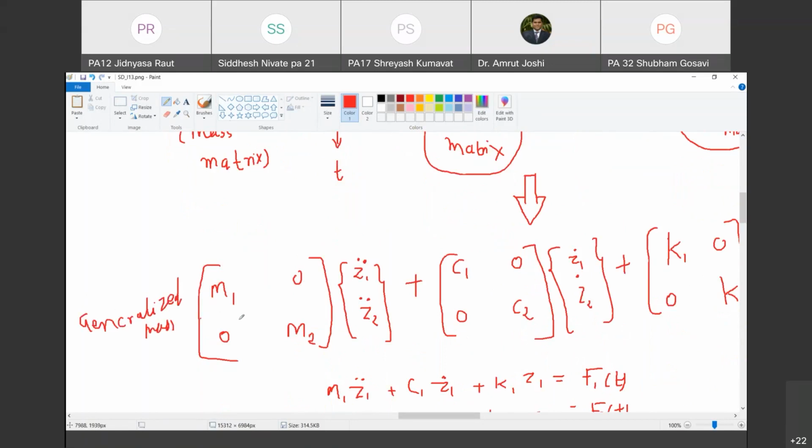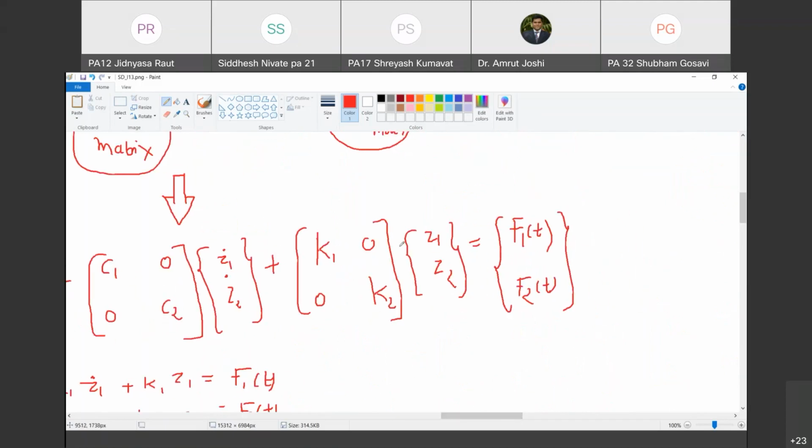So this is the generalized mass matrix. This is the generalized damping matrix. And this is the generalized stiffness matrix. Are you with me? Yes, sir. So when I transform the original coordinate system to the generalized coordinate system, I get decoupled equations. Are you with me?